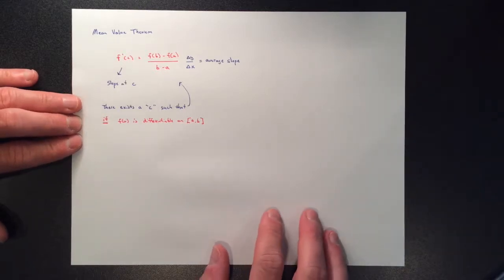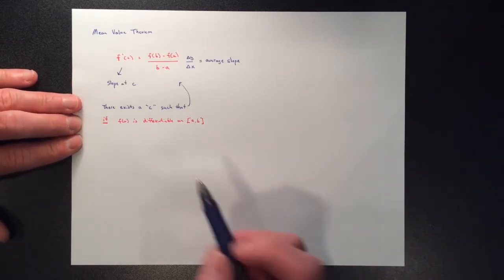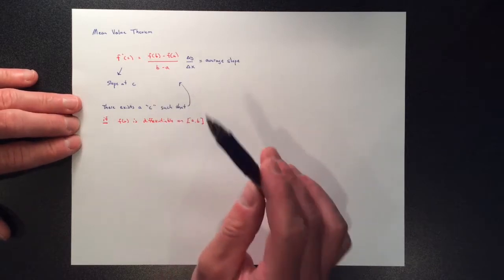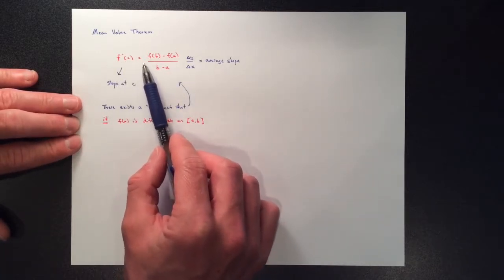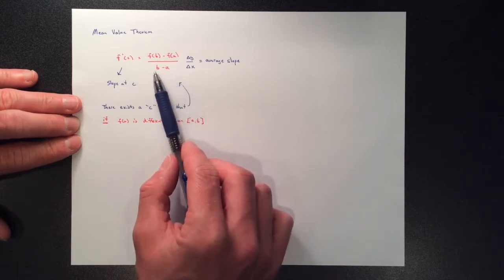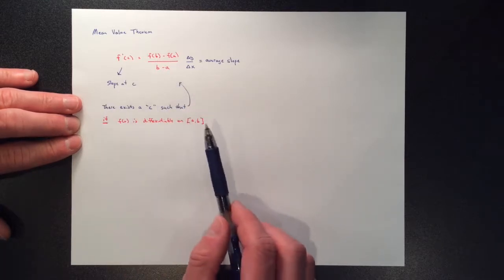All right, let's take a look at the mean value theorem. I kind of wrote it down and then I'll talk you through it. So this is what it really says. The formula is f prime of c equals f of b minus f of a over b minus a. Well, let's take a look at what all those mean.